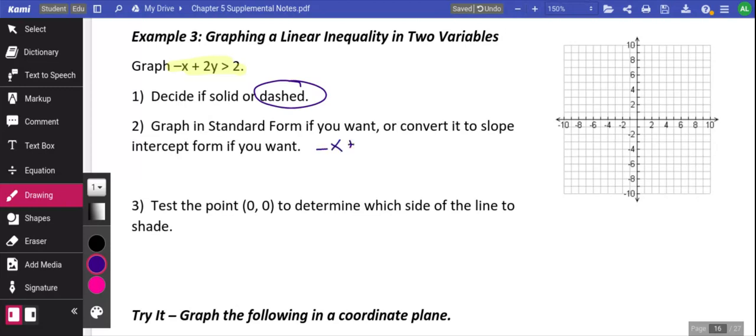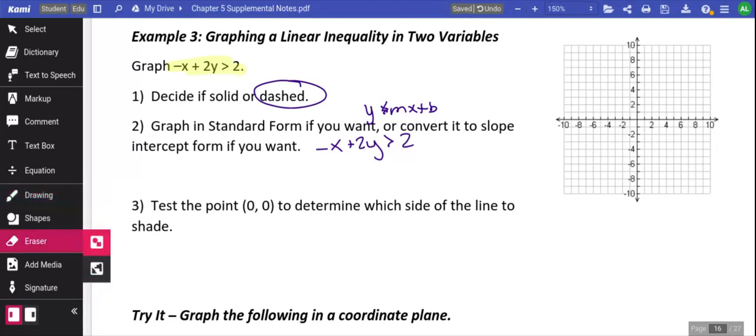So negative x plus 2y greater than 2. We dealt with inequalities before. I just want to move this around so it's in the form y, it's not really equals, mx plus b. It'll be like y is greater than or y is less than, or something similar to that, mx plus b.